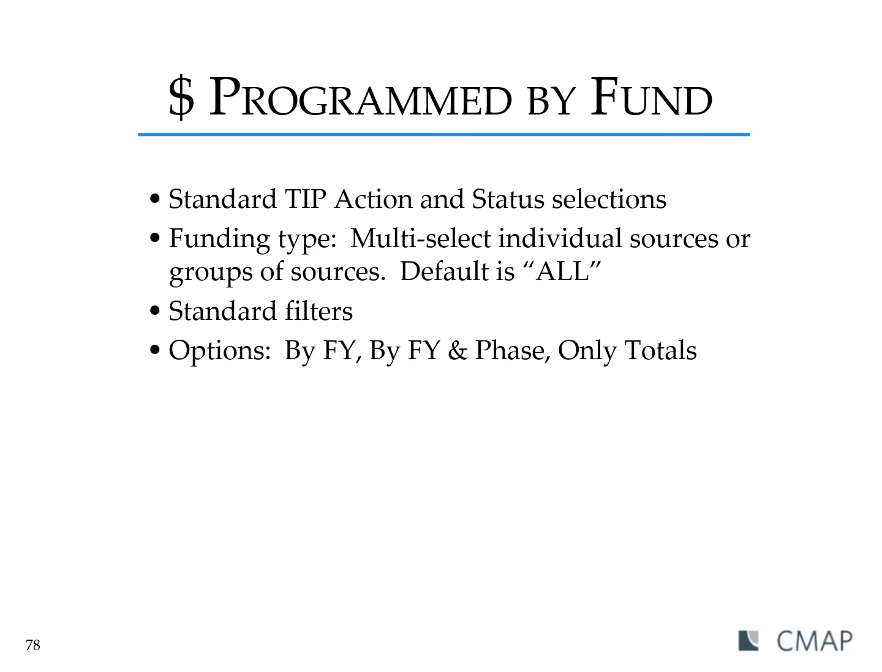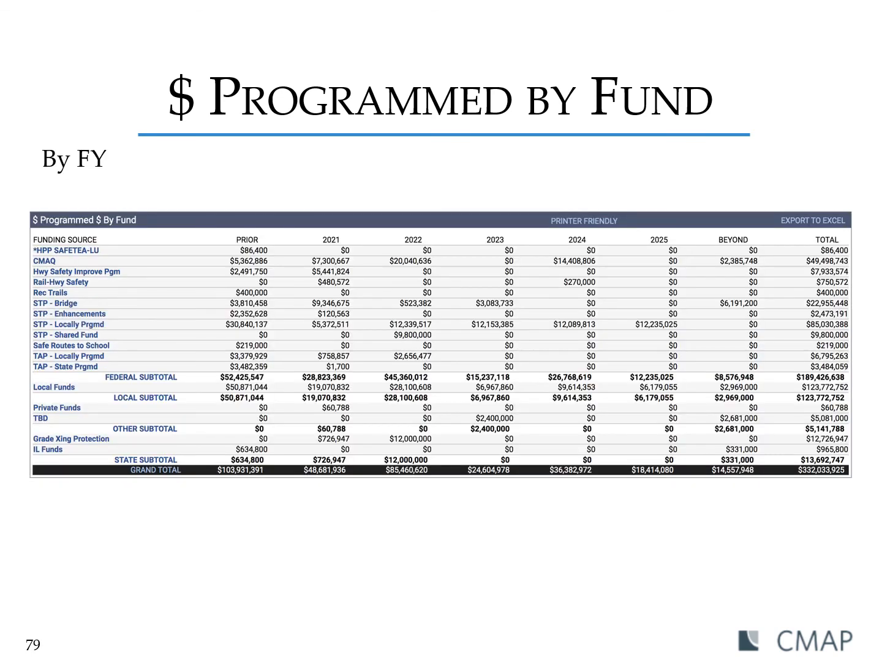Our next report is the Programmed by Fund. This report type has the same standard TIP actions and status selections. You're able to multi-select individual sources or groups of sources. And for this report, there are 3 options to group by, and those are fiscal year and phase, and only totals. So we're going to look at those quickly.